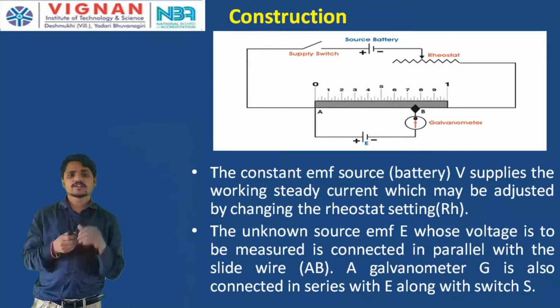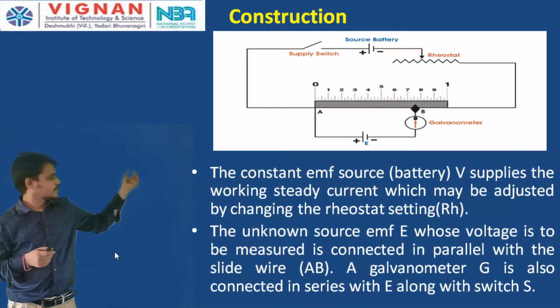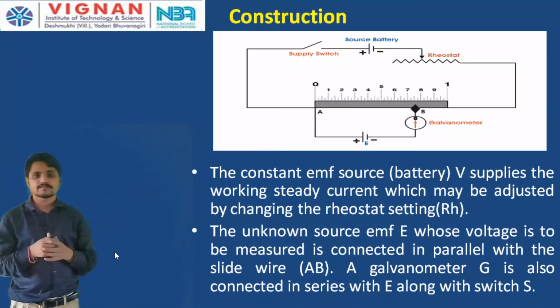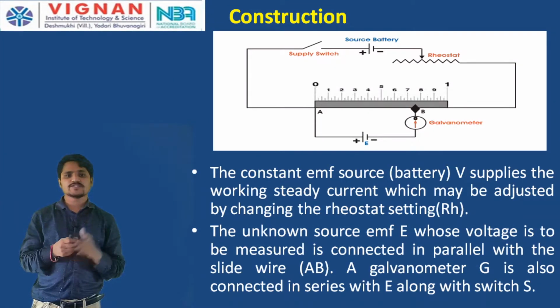Now what is happening here? Now we connect one unknown voltage source in parallel with the slide wire AB, along with a galvanometer, as seen in the figure. All of you see the figure. There is an unknown cell connected along with the galvanometer. Now close the switch. That means the supply switch is on. If the supply switch is on, the current is flowing in the slide wire.